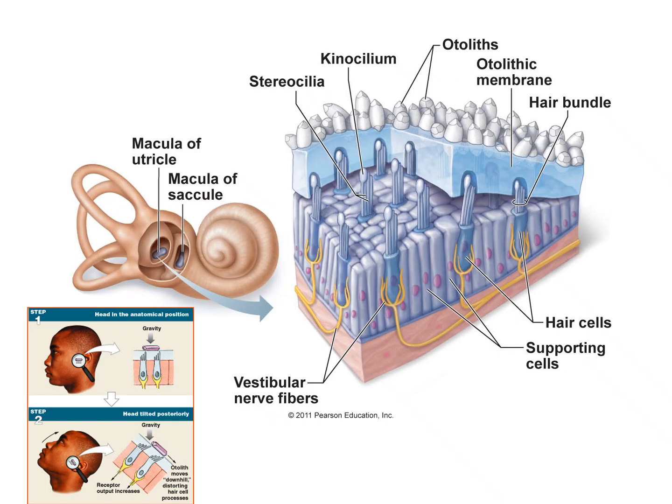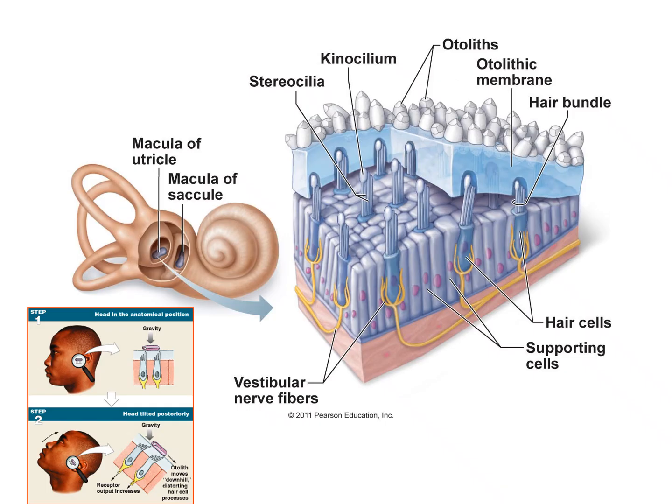Each utricle and saccule contains a macula. The maculae monitor the position of the head in space, and in so doing, they play an important role in controlling posture. Notice that maculae are oriented at right angles to each other, one being parallel to the base of the skull and the other perpendicular to it.